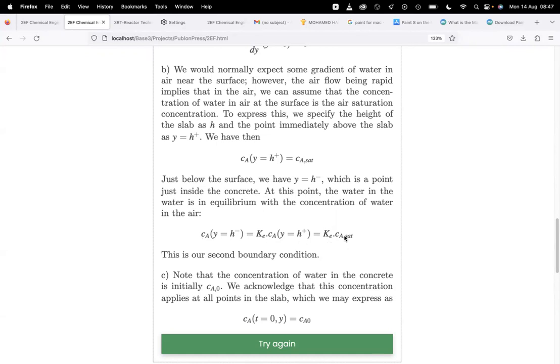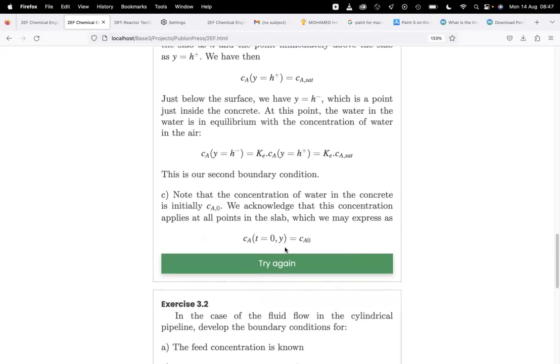So this is the second boundary condition that we were looking for. And then the last one was just stating that initially we have a certain concentration of water in the slab. And so we just define that to be Ca naught. And it is provided in the question. I think it's something like 10%. So about 10%.